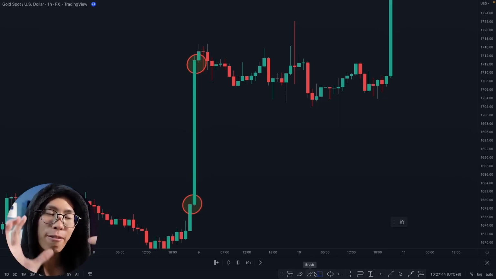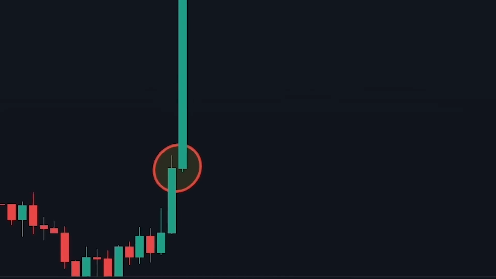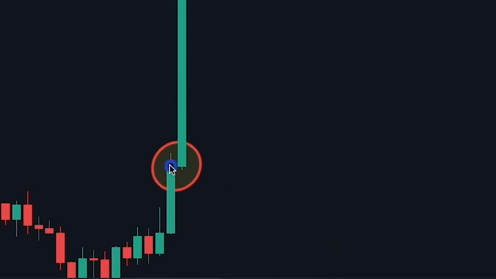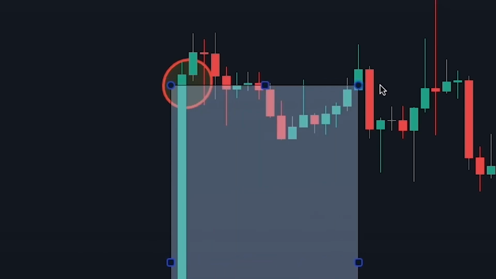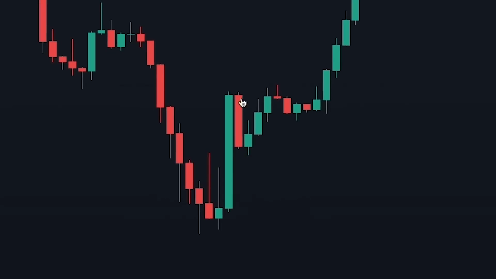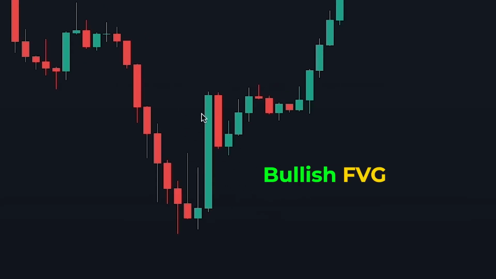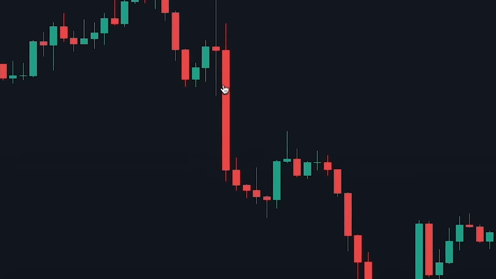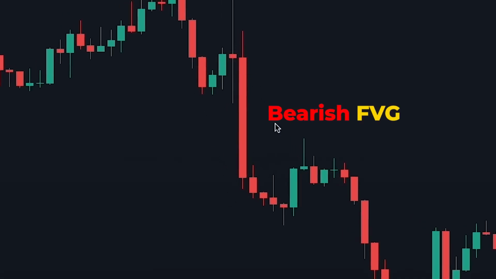So you can mark a fair value gap by using a rectangle tool to mark the previous candle's wick before the big move, and then taking the next candle's wick after the big move. So right here, this will be your fair value gap. So there is a bullish fair value gap, which is basically a big fat green candle, and there is also a bearish fair value gap, like this big red candle right here.